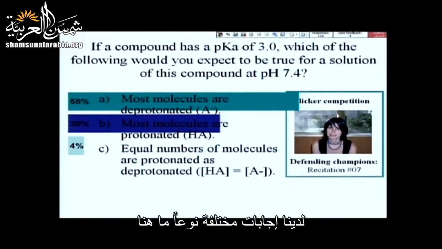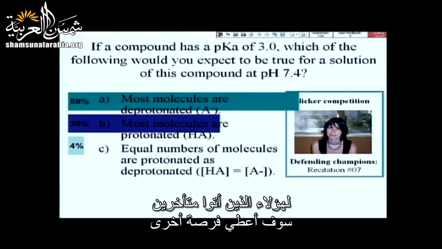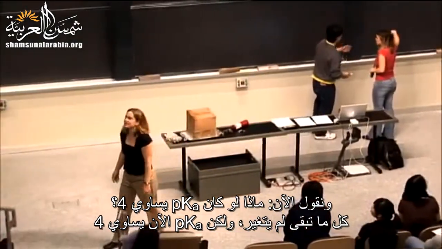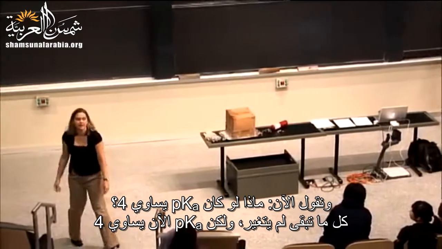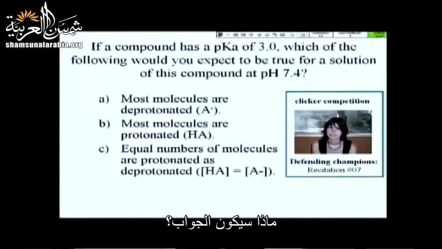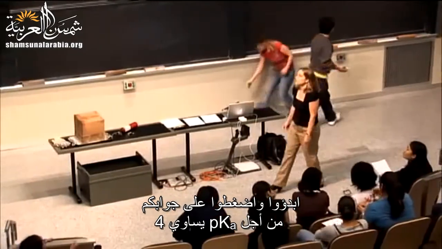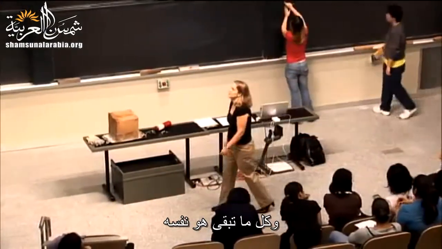Okay, we have a little bit of a mixed response here. So for those of you coming in late, I'm going to give you a second chance. And we'll say, now what if the pKa was 4? Everything else is the same, but the pKa is now 4. What would the answer be? Okay, go ahead and click in your response for a pKa of 4, everything else being the same.